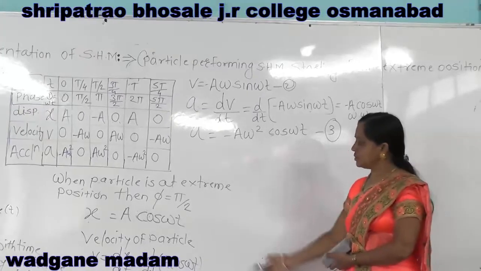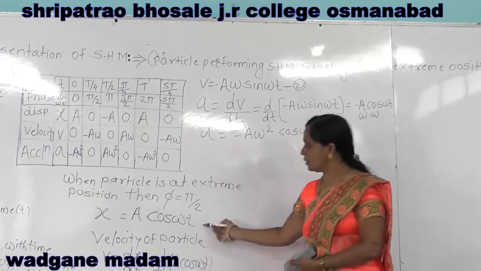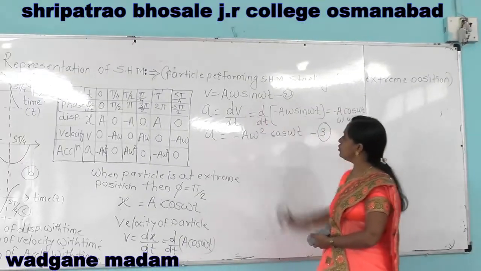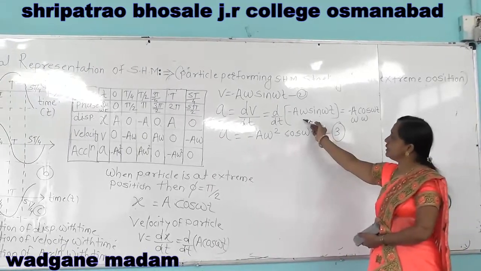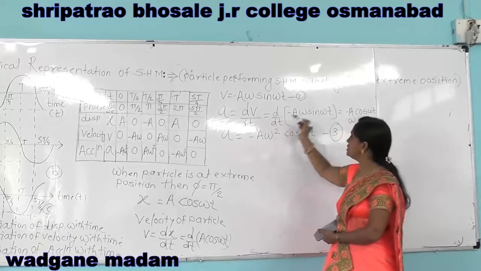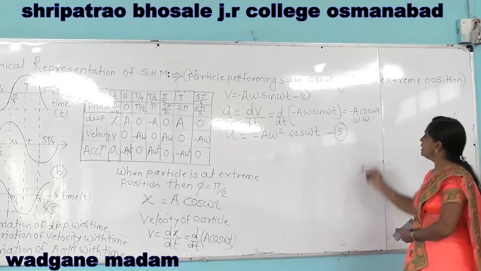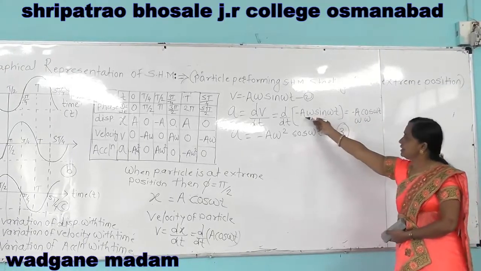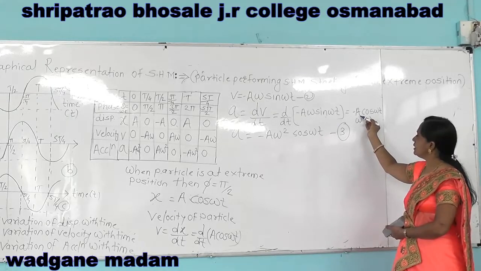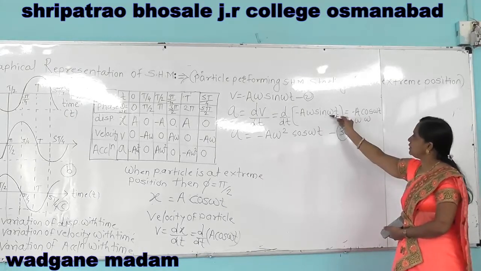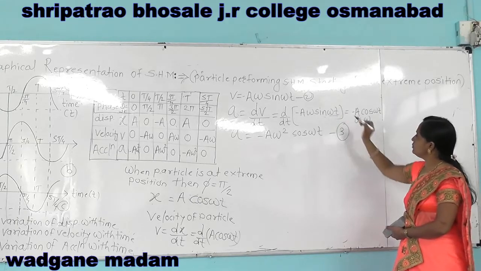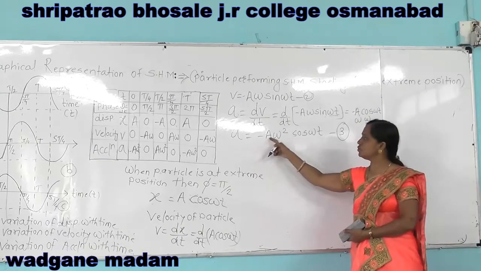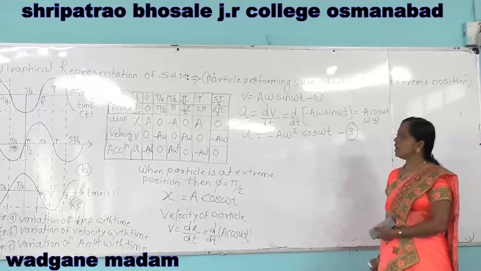We get the displacement x is equal to a cos omega t. The velocity of the particle is minus a omega sin omega t. And the derivative of the velocity, d by dt of minus a omega sin omega t: the derivative of sin is cos omega t, a is a constant term, omega is omega, and the derivative of omega t with respect to time is omega. Therefore omega into omega is omega square, so acceleration a is equal to minus a omega square cos omega t.